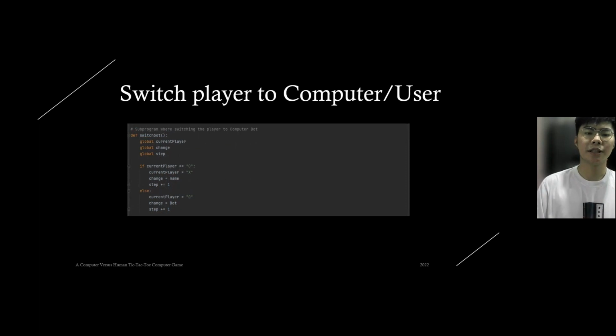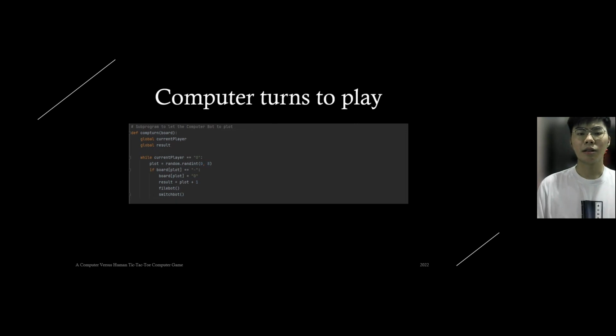This is a subprogram that changes the players. I inserted three variables, which are current player, change, and steps. My current player here means the change of X and O, or change here is equal to the name or board. The steps here is to get the information on how many steps are taken in this round of the game. These subprograms use random, which is imported at the first. The global current player here has to change X to O, or the result means the computer plots and records it to the log file.